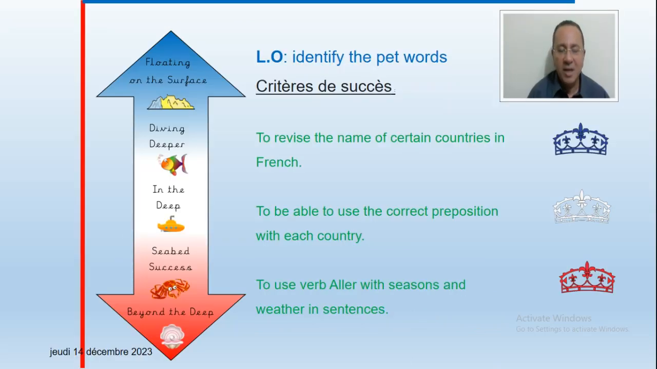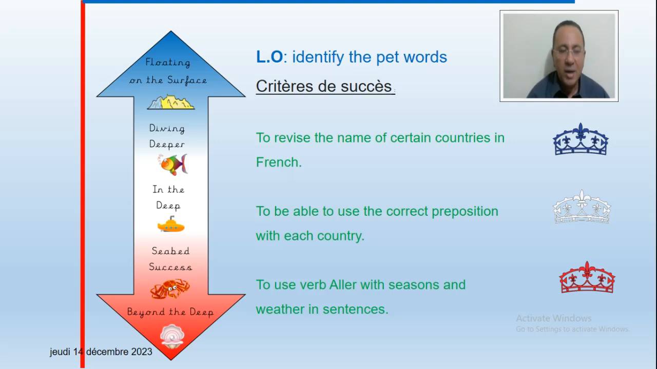It's the challenge time now. So you have to choose your crown, of course. If you choose to do the blue crown, you will have to fill in the gaps with the right preposition. So you have three choices for the countries, three different prepositions for the countries that we took before: en, au, or aux. And only one choice for the cities, which is à with an accent.